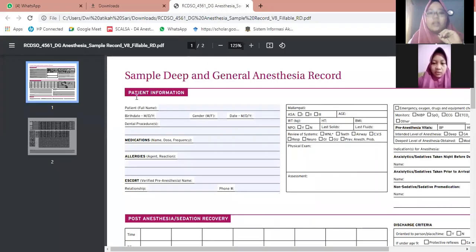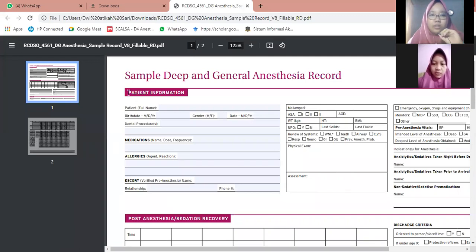Okay. Before we start, I'll introduce myself. My name is Dwi Atika Savitri, and I will explain a little bit how to fill the anesthesia record. So I will explain how to fill anesthesia record in pre-anesthesia.